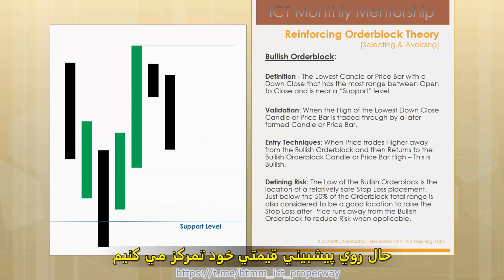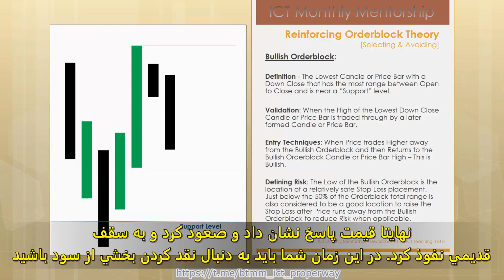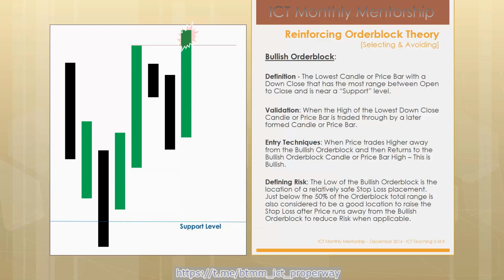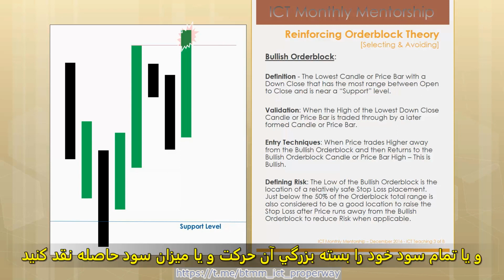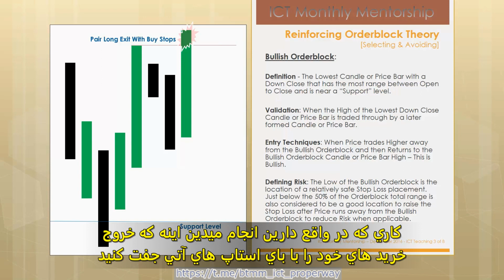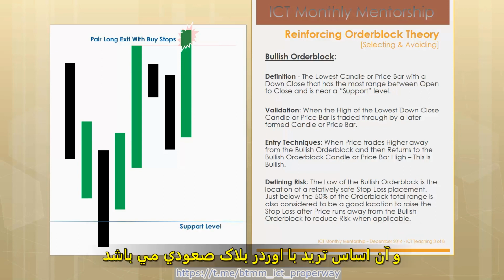Now again, focusing on what we anticipate in price, eventually price should show a responsiveness and trade up and through our old high. When that happens, you're going to be looking to take partial profits or all your profits, depending upon how big that move was and how much profitability you've obtained. What you're actually trying to do is pair your long exit with willing buy stops. And that is essentially bullish order block trading in a nutshell.